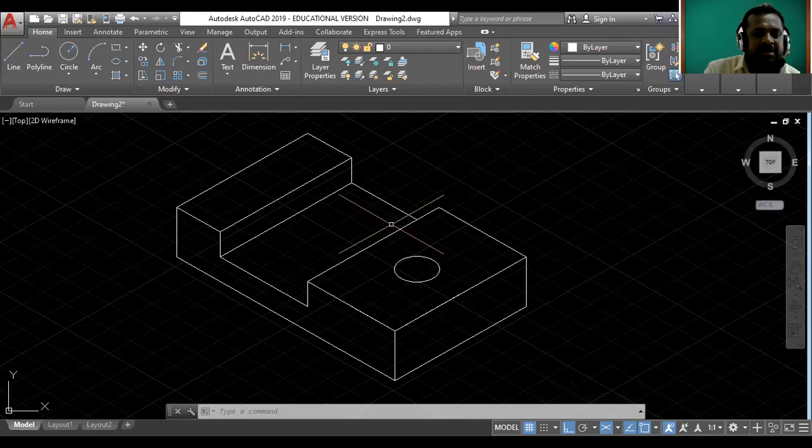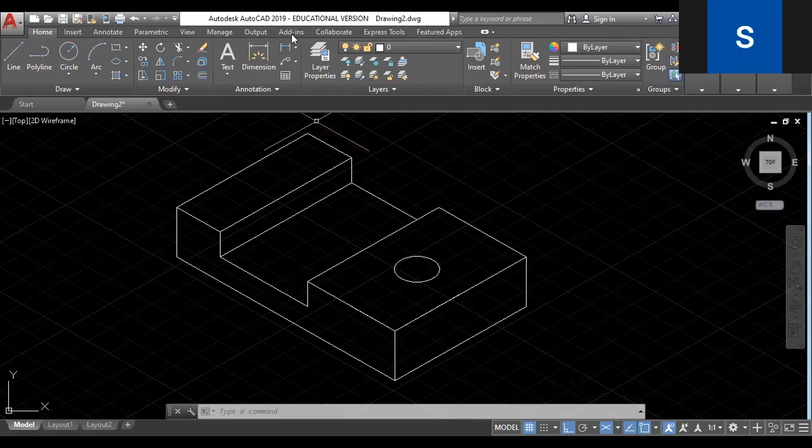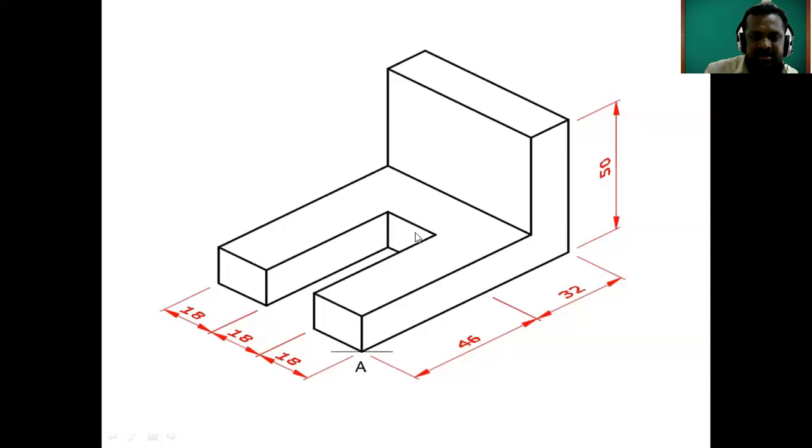So can I take next figure? Yes, sir. Okay, we'll take the next figure. Simple. See here. This figure we will try to draw. Again, it is very simple. In similar way, we'll try to draw this figure. First of all, we have to understand the given figure, their dimensions, and then we will try to draw this figure.